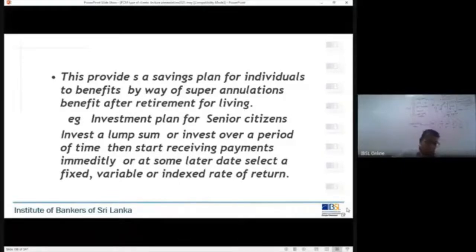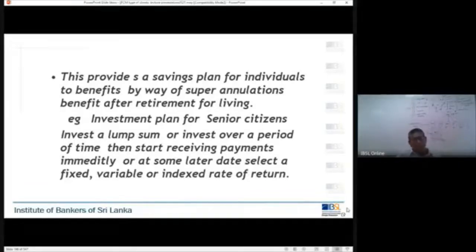I go to the bank and ask, I need 100,000 rupees every month. How much do I have to put down? And banks have all the workout schedules, right? Okay, then they will ask, how old are you?